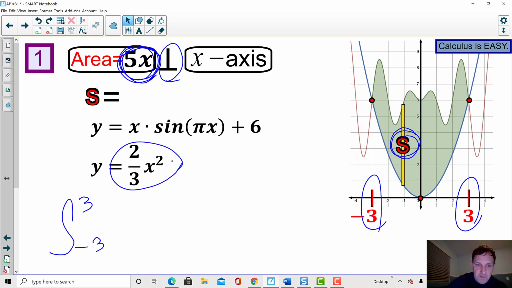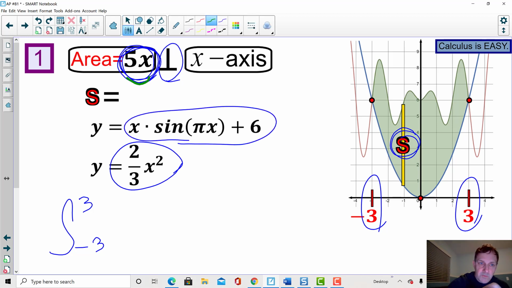We don't even care what the functions are, because for this example, they've told us that the area of one slice is going to be 5 times x. So we're just going to put 5x in there, and we're done.